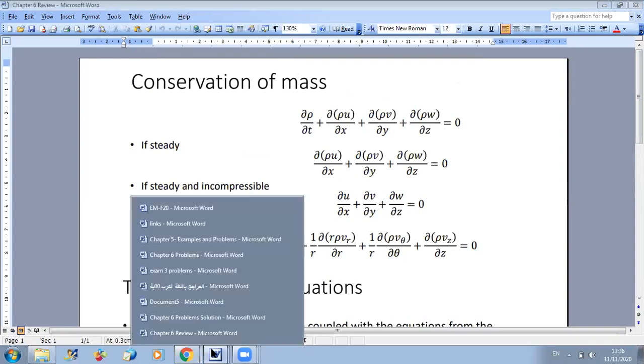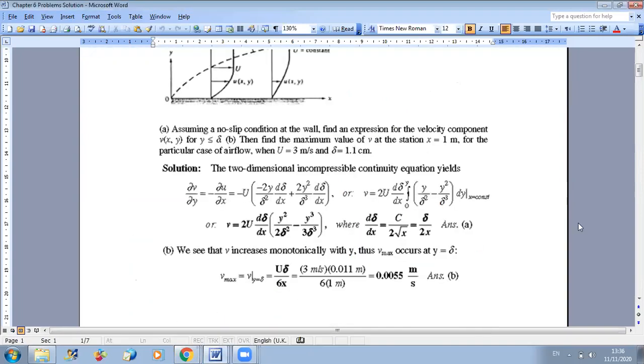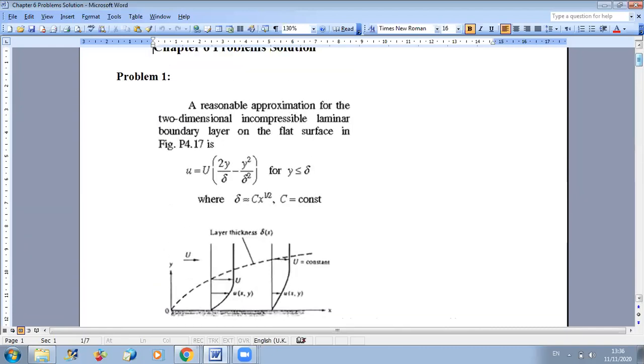Okay? So first, let us start with the first problem. A reasonable approximation for the two-dimensional incompressible laminar boundary layer on a flat surface is given in the figure. You have the velocity field u, given as a function of y and delta, and delta is a function of x. So let us look at the figure to understand our flow. We have a 2D flow. This is your x direction, and this is y.